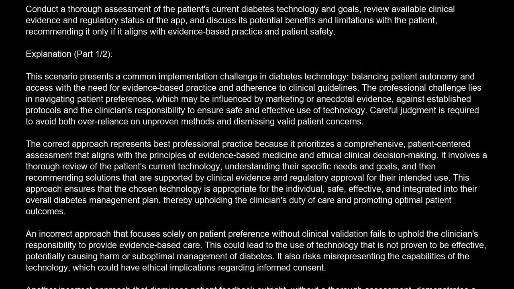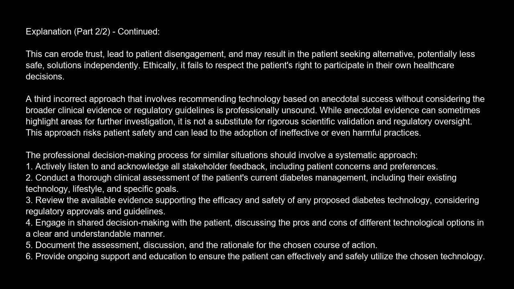Another incorrect approach that dismisses patient feedback outright, without a thorough assessment, demonstrates a lack of patient-centered care. This can erode trust, lead to patient disengagement, and may result in the patient seeking alternative, potentially less safe, solutions independently. Ethically, it fails to respect the patient's right to participate in their own healthcare decisions.